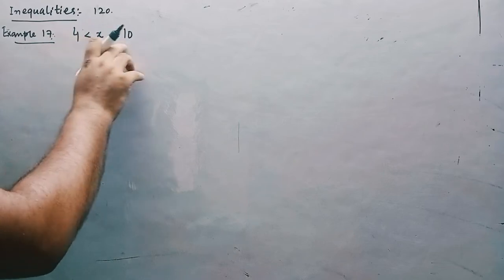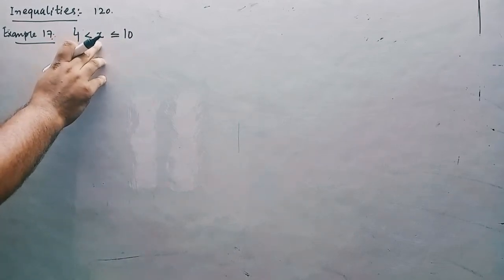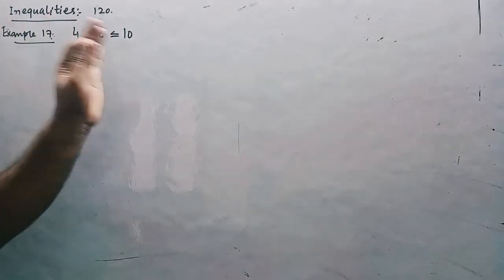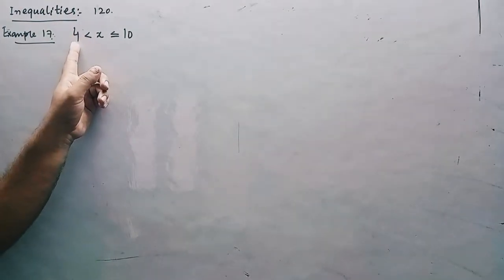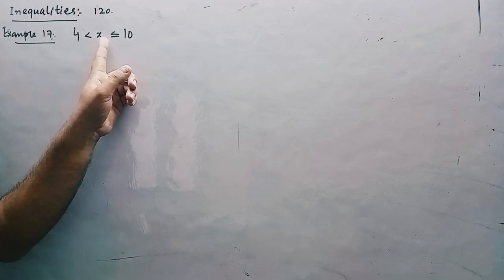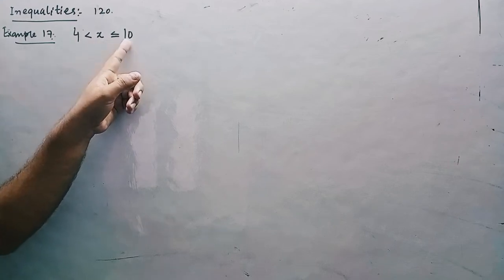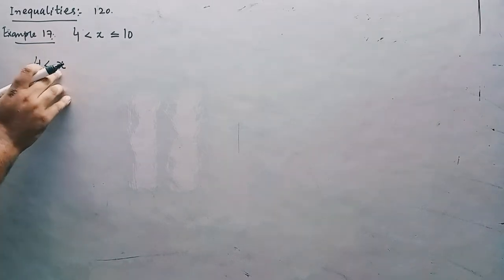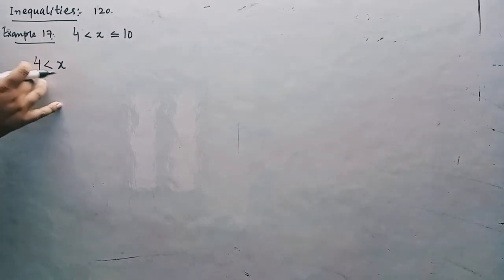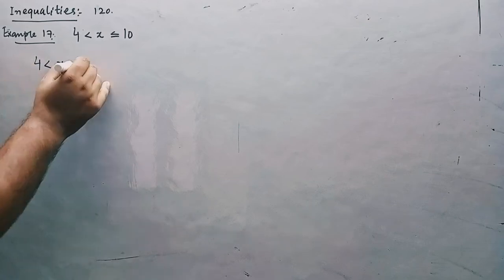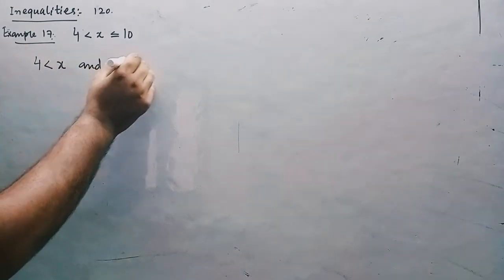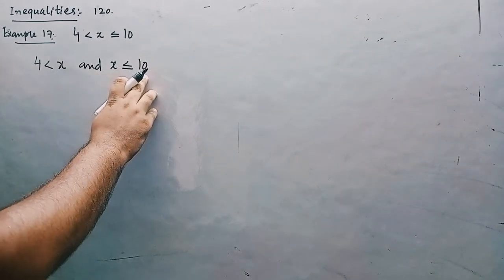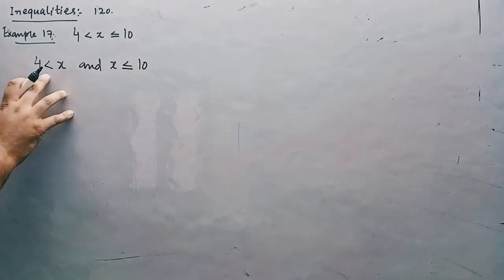Firstly हम देखेंगे इसका मतलब क्या होता है. 4 is less than x, इसका मतलब है x जो है वो 4 से ज़्यादा है, यानी 4 is less than x is less than or equal to 10. First thing is I will split it. 4 is less than x means x का वैल्यू जो है वो greater than है 4 से, and second is x is less than or equal to 10. यानी x का वैल्यू 10 तक जाता है. 10 included है, यहाँ पे 4 included नहीं है.